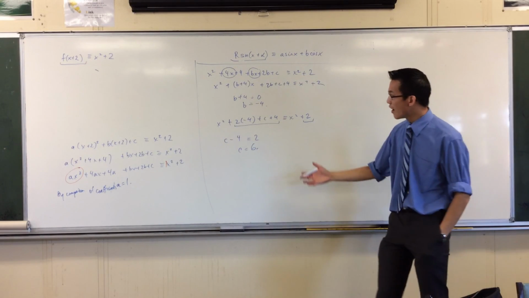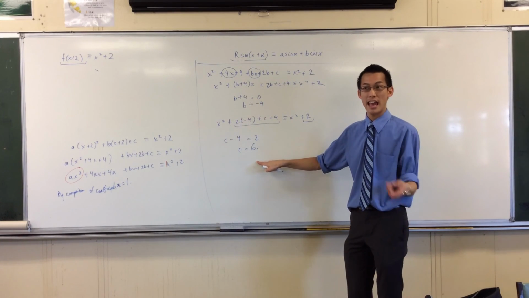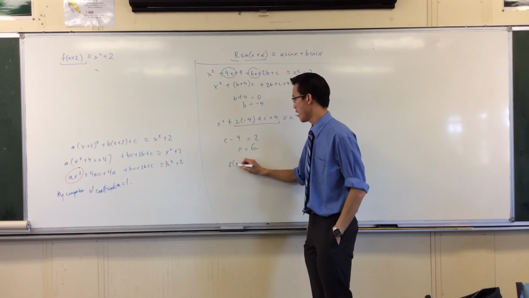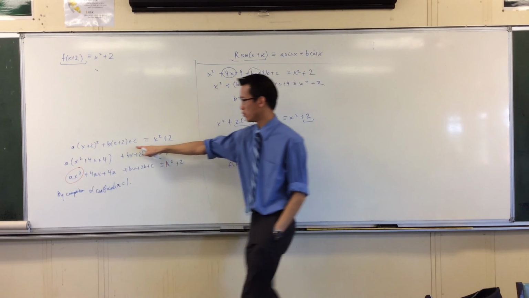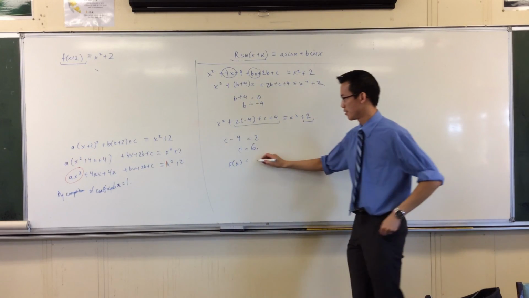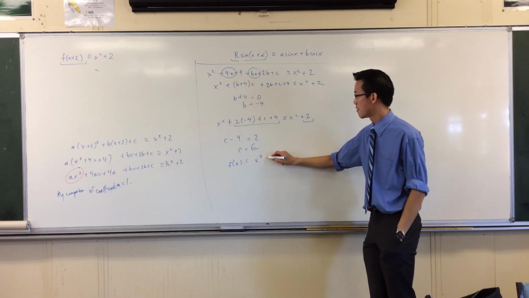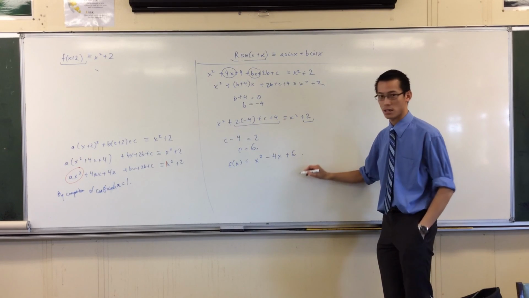Okay? So now I know what my a and b and c are. I can say what f of x is. F of x, right? There's f of x plus 2. There. Right? Now I replace all the x plus 2's with x's. A is 1, b is minus 4, and c was 6.